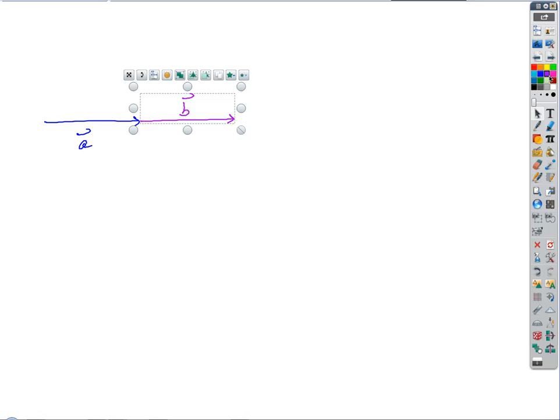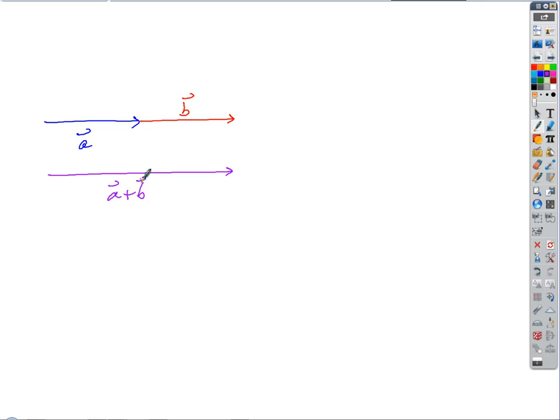And look what happens if we do that. Then isn't that equivalent to the single vector A plus B, the resultant we might call it? Okay, everybody agree? Okay. That work? Okay, so let's try another example.